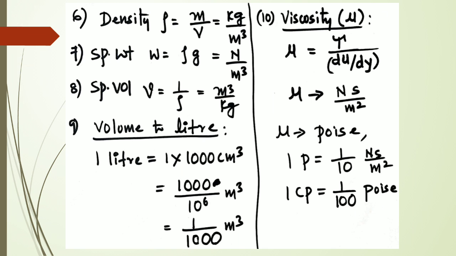So viscosity we discussed, that is mu is equal to tau by du by dy. If it is in poise, it should be divided by 10 to get Newton second per meter square. If it is in Newton second per meter square, then to convert to poise you have to multiply by 10. So from SI units to poise, multiply by 10. Suppose it is in poise, you have to divide it by 10.